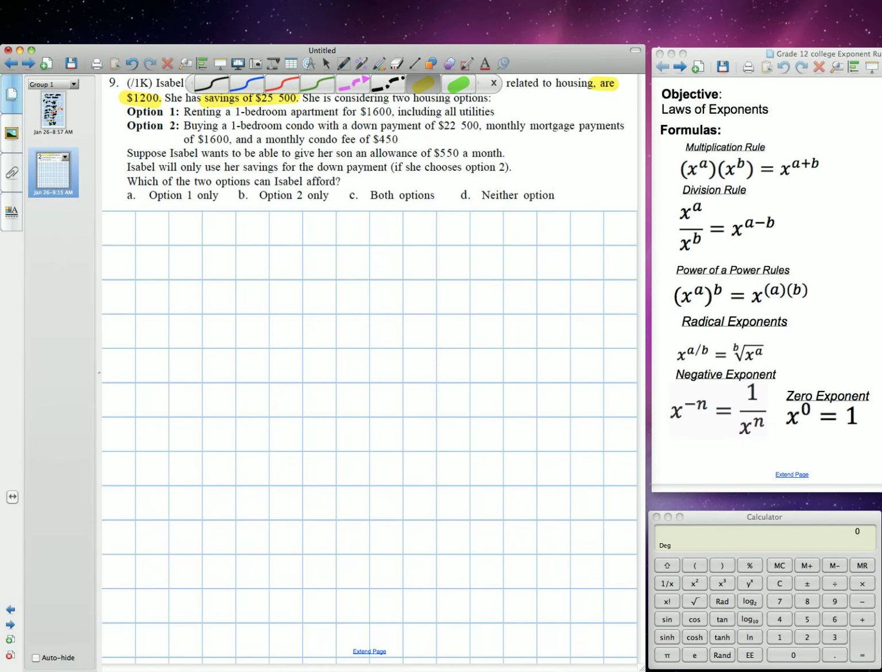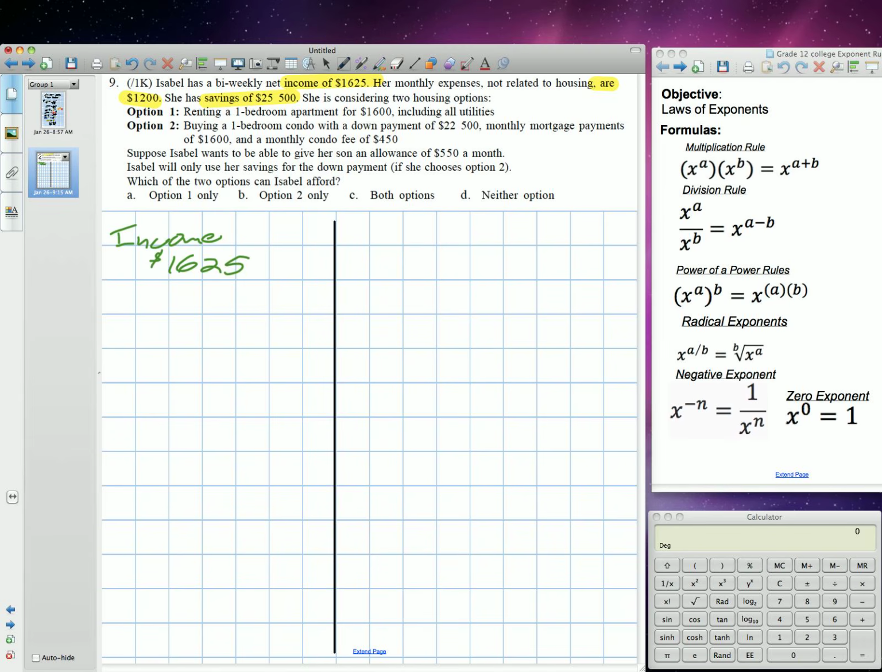So in both cases, she has $1,625 of income. So this is how much money she makes. It doesn't seem that she has any other sources of income yet so far. It then says she has expenses besides her housing expenses of $1,200. So already we have to take away $1,200 from the amount of money she's going to have every month.